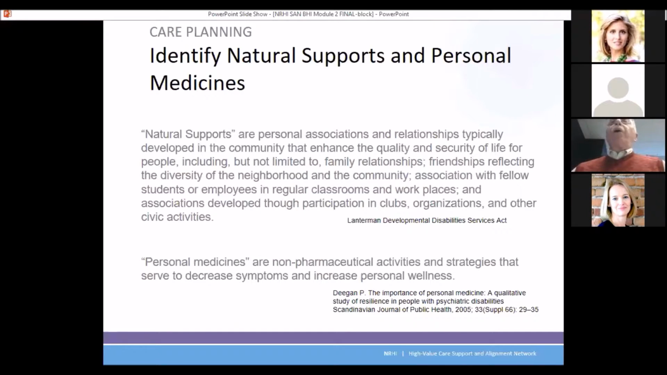An important part of care beyond medications is to activate the patient's natural supports and what are now called personal medicines. I've been running diabetes support groups for about 15 years, and I discovered all the secrets that people have about how they really take care of themselves after they leave my office.